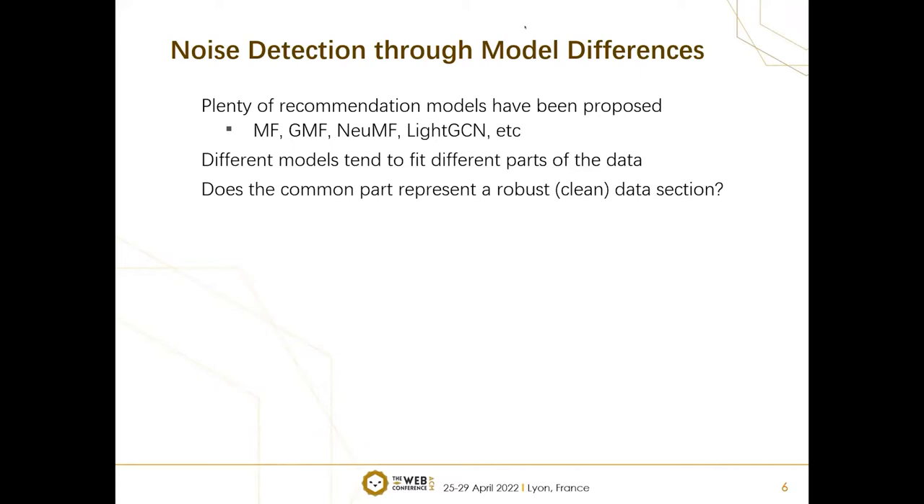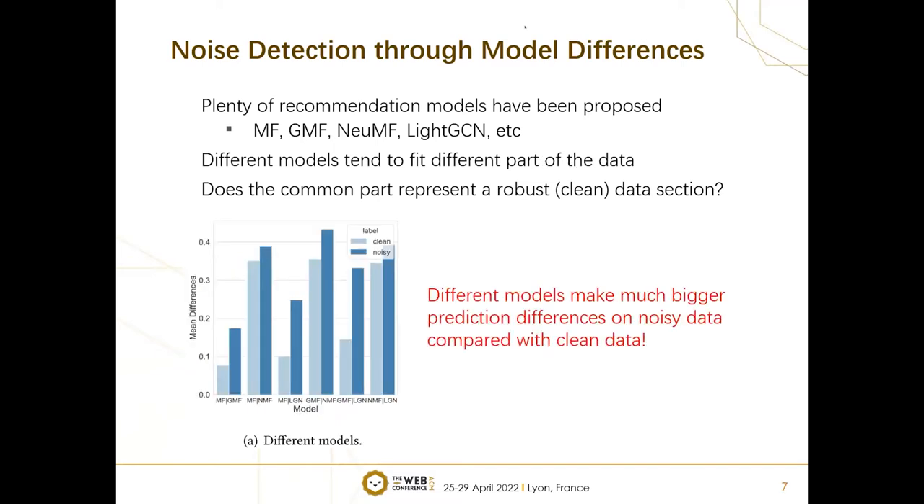We try to detect the noise through model differences. In recent years, plenty of recommendation models have been proposed, such as MF, GMF, NeuroMF, LightGCN, etc. And we know that different models tend to fit different parts of the data. So we ask: does the common part represent a robust data section? The common part means the part that every model would fit well. So this is the motivation.